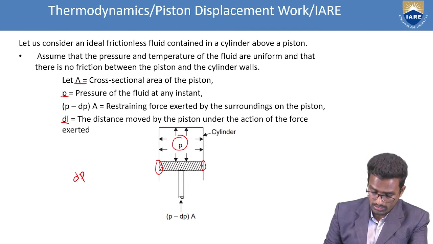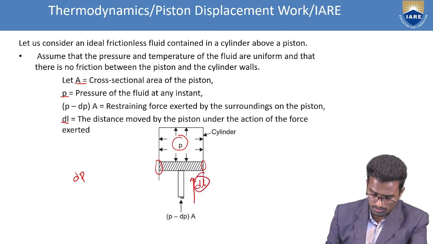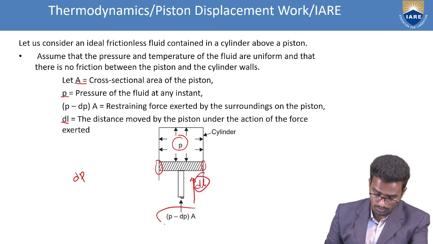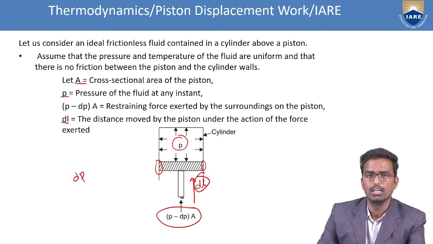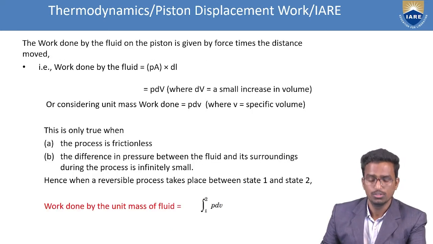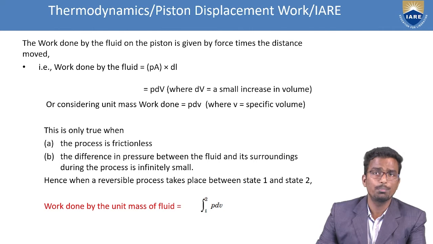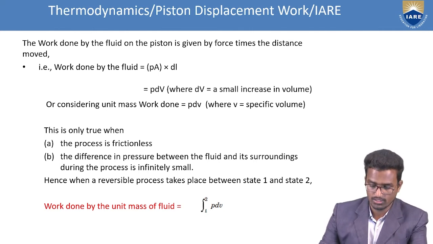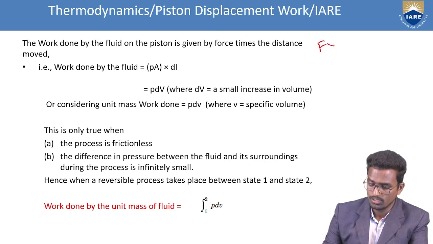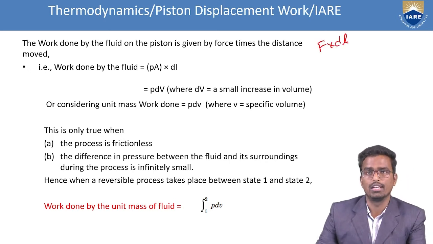So it is a piston cylinder. Due to the application of some amount of force, the piston moves some distance dl. The amount of force applied is (P minus dP) into A, where A is the cross-sectional area. To find the work done, the work done by the fluid on the piston is given by the force times the distance moved, that is, F into dl.